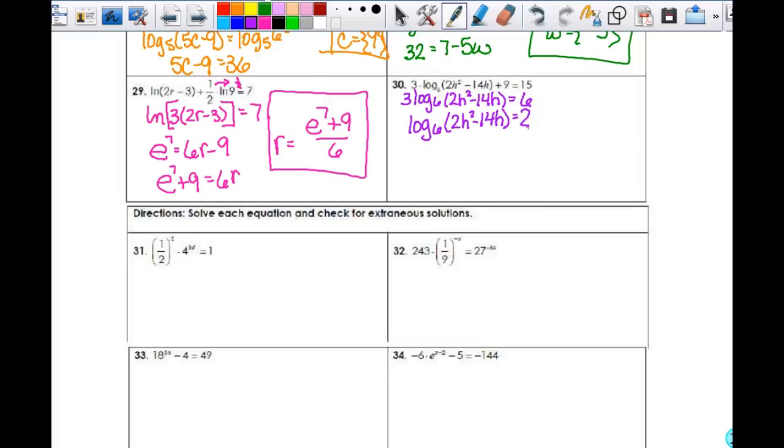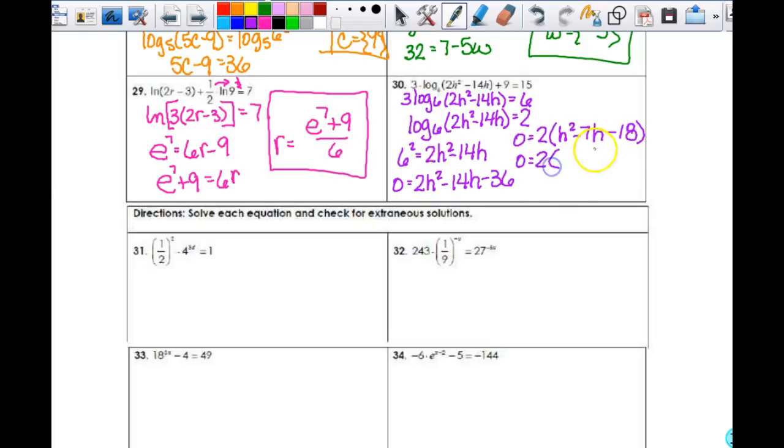So now I can rewrite this as an exponential. So 6 squared equals 2h squared minus 14h. It's a quadratic, so 0 equals 2h squared minus 14h minus 36. I'm going to factor out my GCF. So I get 2 times h squared minus 7h minus 18.